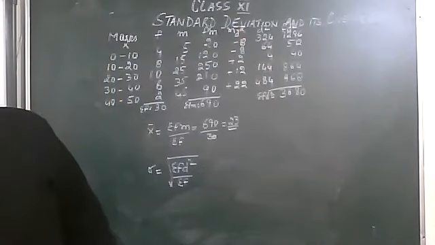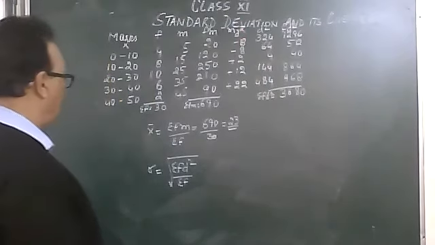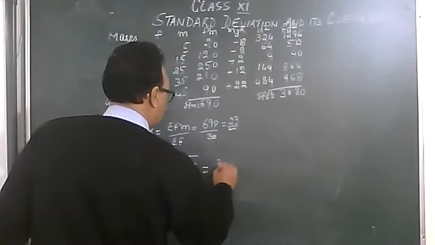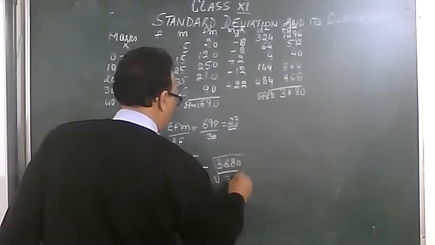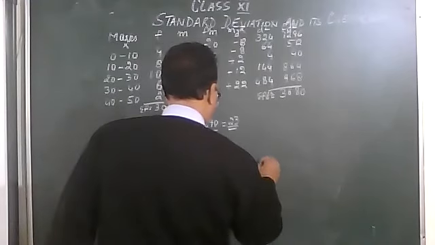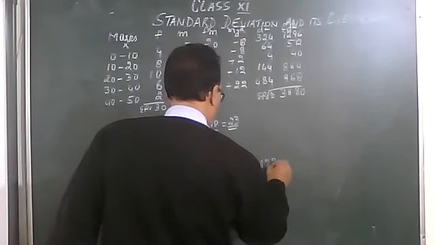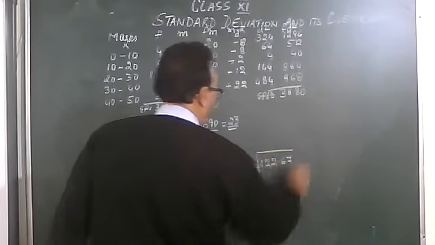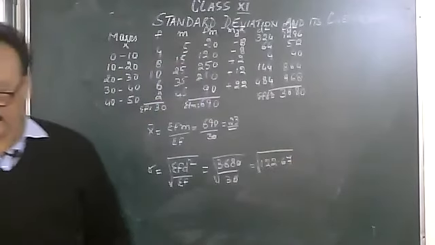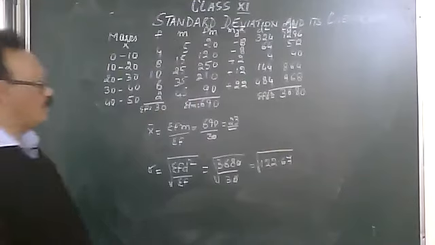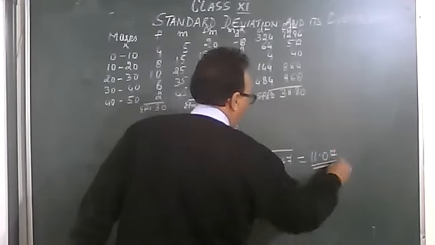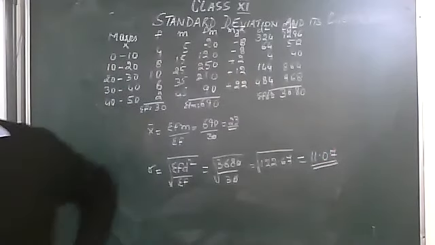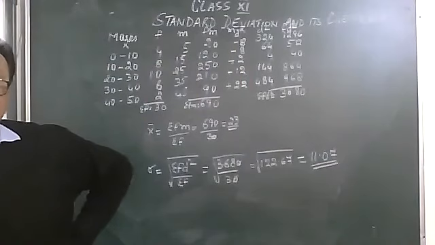Now, what do we do? Put it down. Sigma f d squared is equal to 3680. Sigma f is 30, under root. That is 122.67, under root. That will give you approximately 11.07.